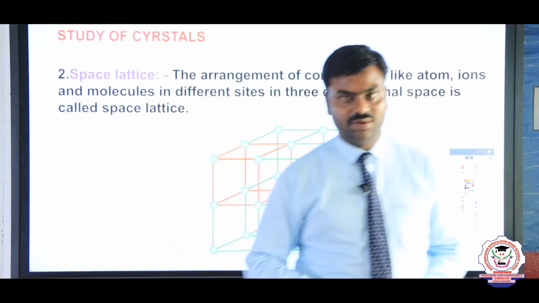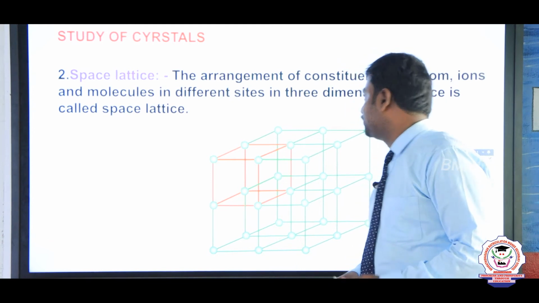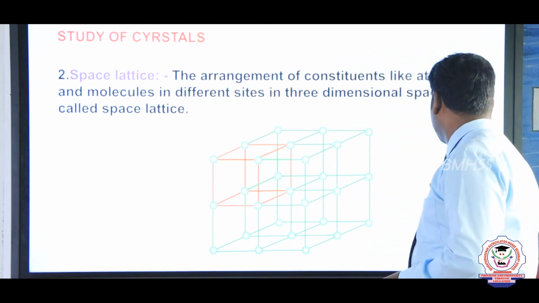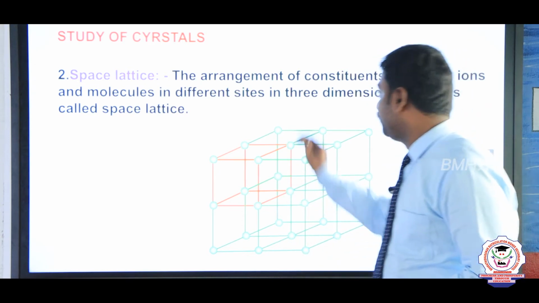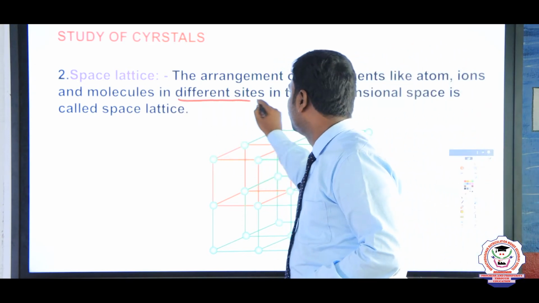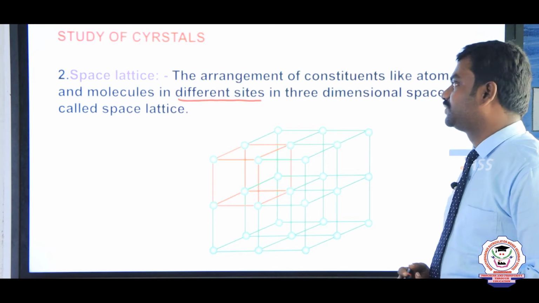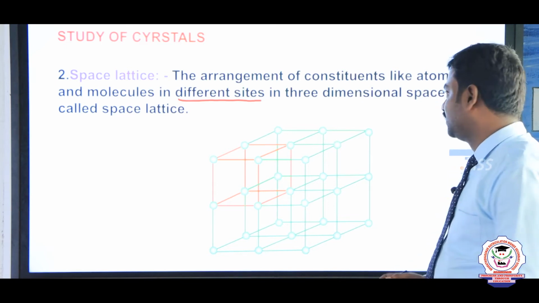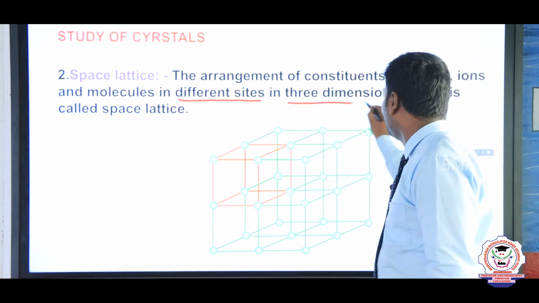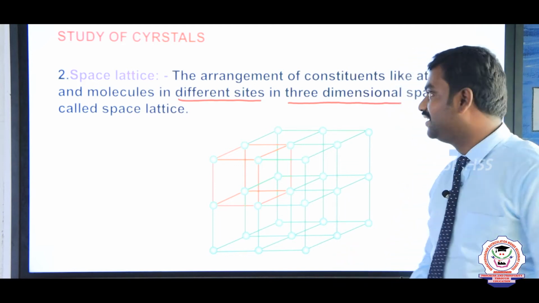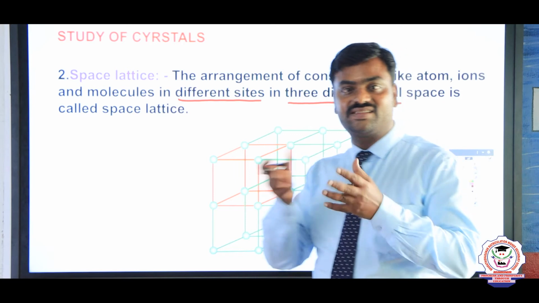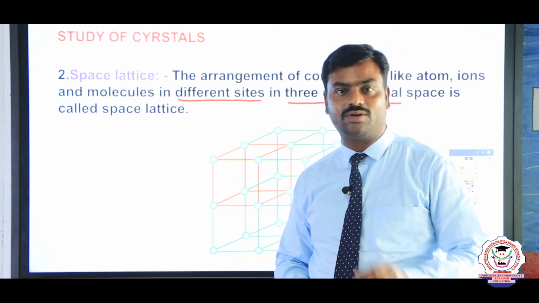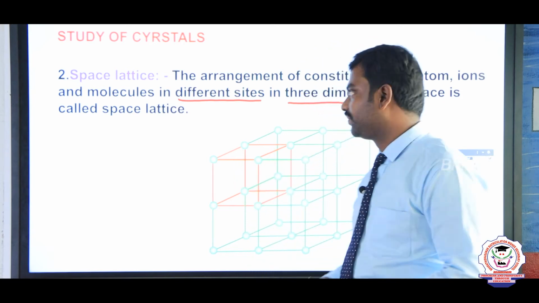Space lattice. What is a space lattice? The arrangement of constituents like atoms, ions and molecules in different sites in three-dimensional space is called space lattice. We should note these two phrases, three-dimensional space and different sites: how the atoms are arranged in different sites and make a three-dimensional space. This is known as crystal lattice, space lattice.